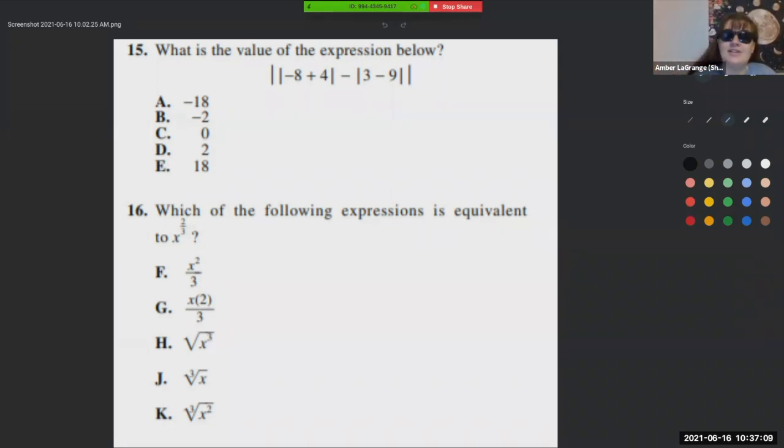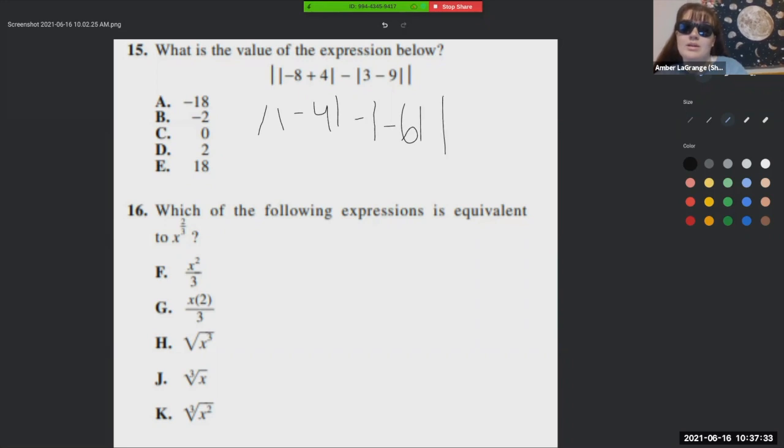So what you do first is you do the inside absolute value expressions and then the overall. Negative 8 plus 4 would be negative 4. So that would be the absolute value of negative 4, pardon my handwriting, minus the absolute value of 3 minus 9, which is negative 6. Then the absolute value of negative 4, because it is the distance from 0, would be 4, and the absolute value of negative 6 is 6.